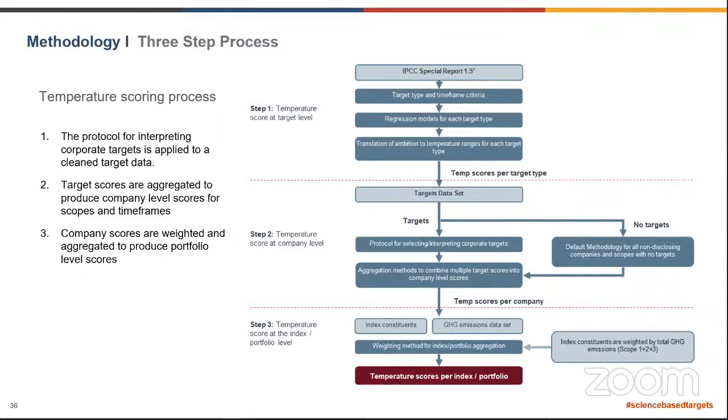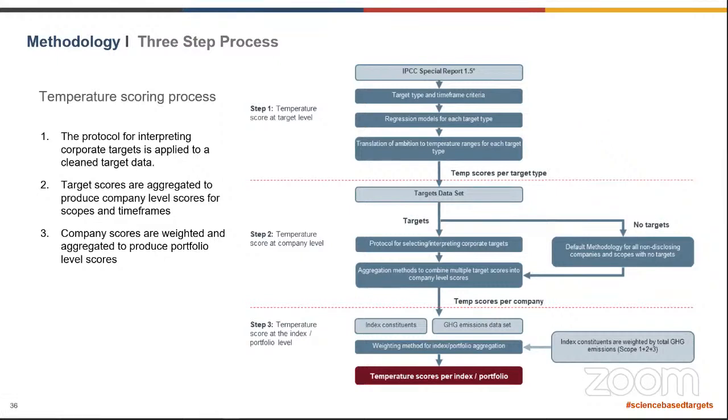The first step is the core scientific step, which essentially allows us to convert the ambition of any target into a temperature. And to do this, we use the IPCC special report models on temperature for 1.5 degrees Celsius. And we've created a series of regression models for all different types of sectors, different timeframes, different target types. And that allows us then to essentially map any public target. So this could be an intensity target in the power sector, for example, and then we have a model to convert the ambition of that target into an actual temperature. And I'll go into a little more detail in the next slide about how that actually works. But that is the first key step.